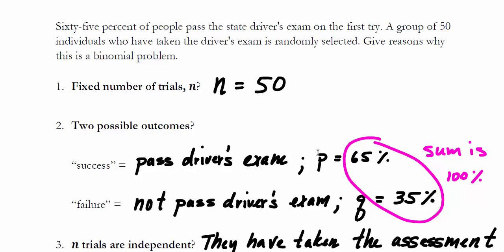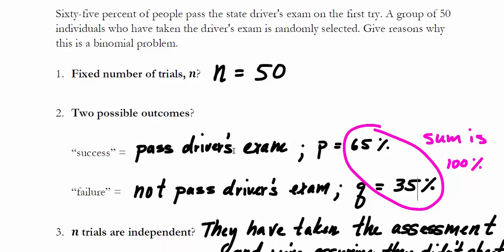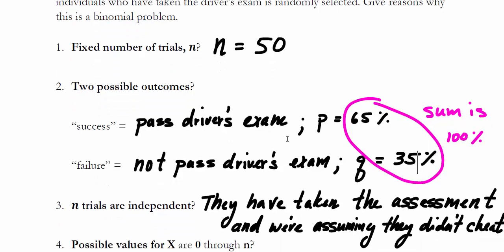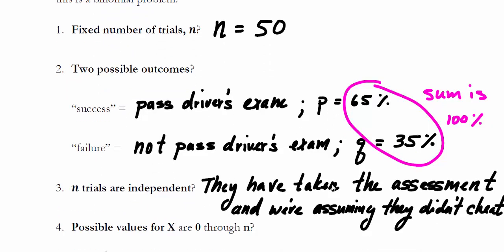Based upon some statistic here, we have this 65%. That is passing, and the complement of that is 35%, again adding to 100% for each individual. Either they passed or they didn't pass. Are they independent? It stated that they have already taken the test, and assuming that they did not cheat, there was no influence. So the 65 to 35% would not vary between individuals.